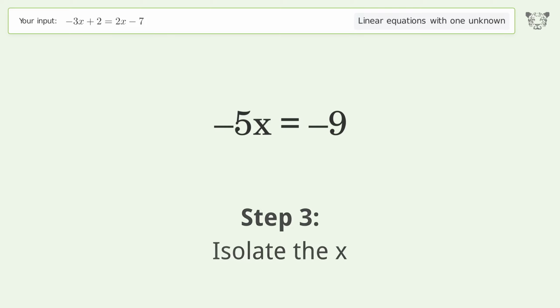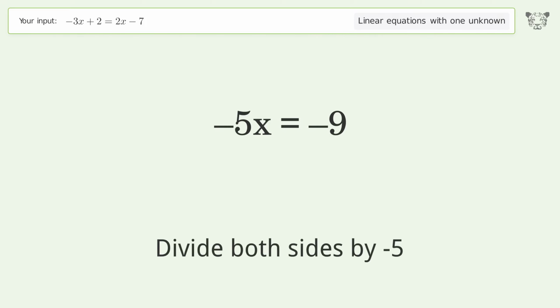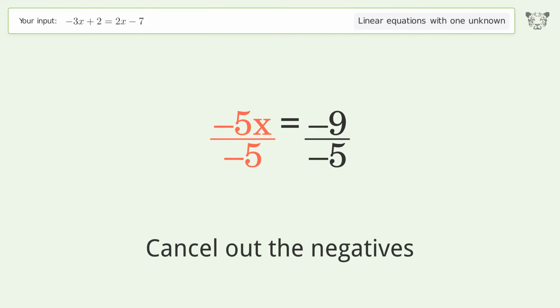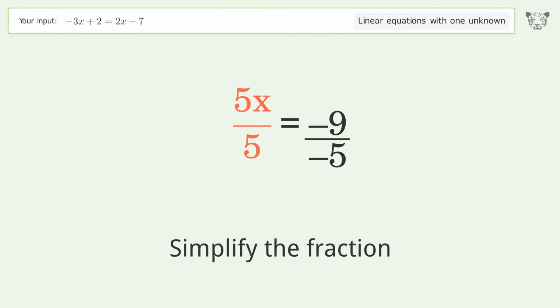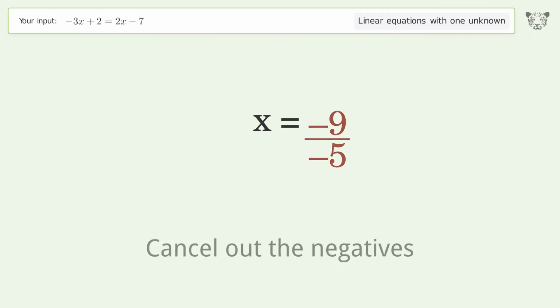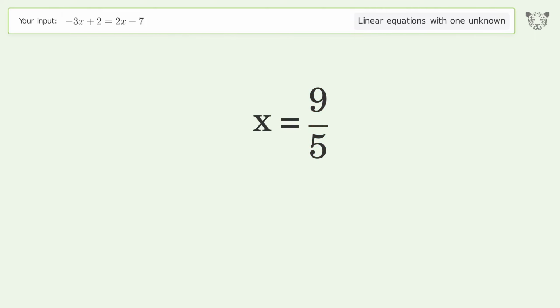Isolate the x. Divide both sides by -5. Cancel out the negatives. Simplify the fraction. Cancel out the negatives. And so the final result is x equals 9/5.